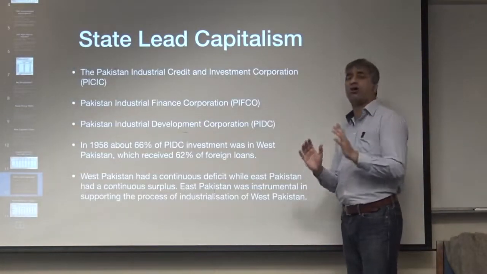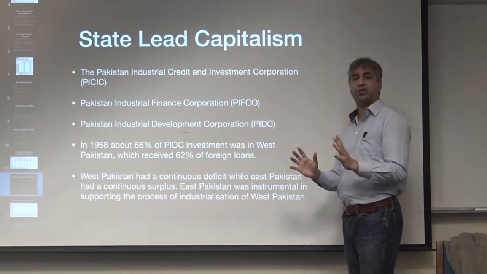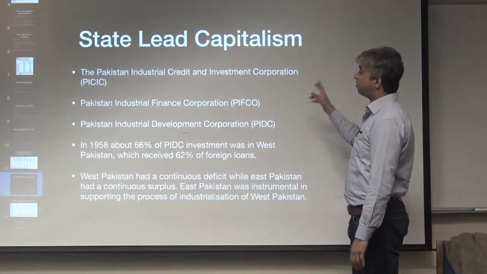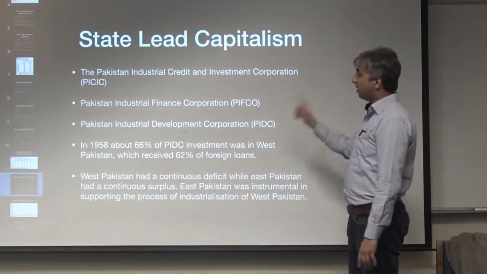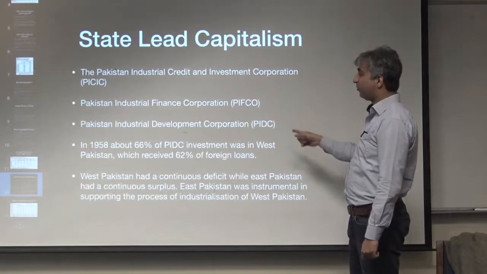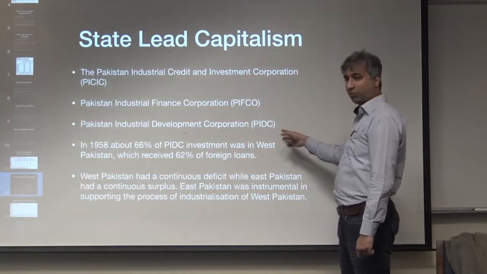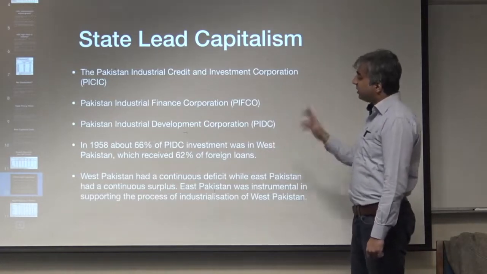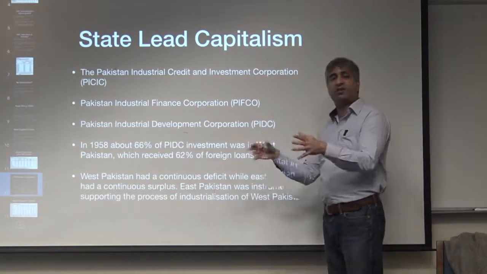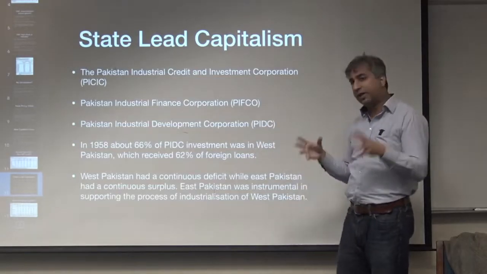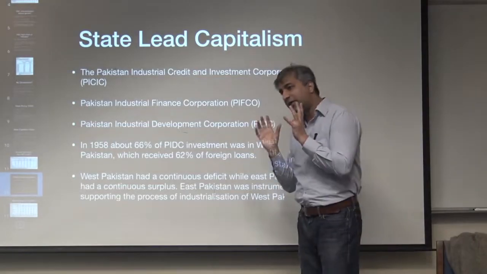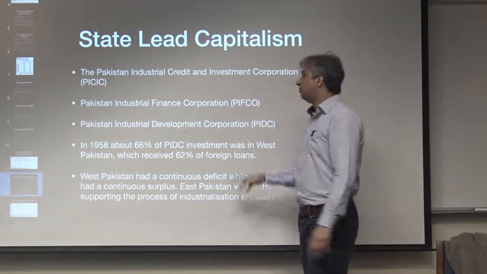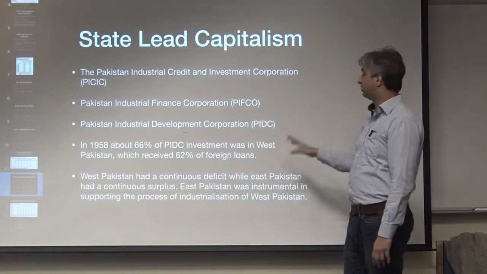The government at this time also creates some very important institutions that are going to be at the heart of Pakistan's industrialization. First of all, the Pakistan Industrial Credit and Investment Corporation, PICIC. Then the Pakistan Industrial Finance Corporation, PIFCO. Then the Pakistan Industrial Development Corporation, PIDC. This is one of the most important ones. These institutions advance credit and loans, and they help industrialists take off. They are government institutions that are helping industry take off by providing loans, investment, and other things.